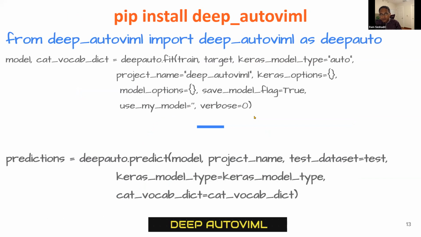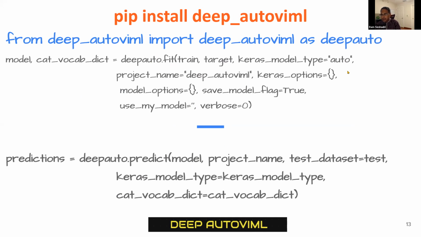Right, so how simple is it? You basically pip install Deep AutoVIML, import Deep AutoVIML, and give it a name. And you can do a fit, and you can do a predict. So Deep Auto will basically be a shortcut to the whole library, and it's got a fit and predict. The fit requires only two things: train and target. The predict only requires the model, the project name, and the test data.